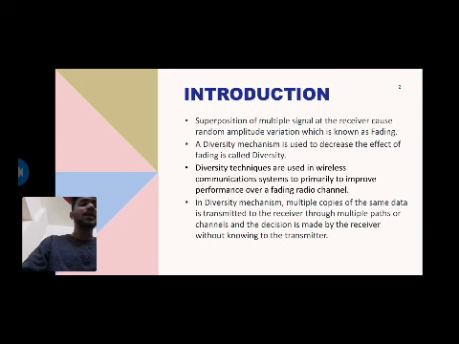In a diversity mechanism, multiple copies of the same data are transmitted to the receiver through multiple paths or channels, and the decision is made by the receiver without the knowledge of the transmitter.